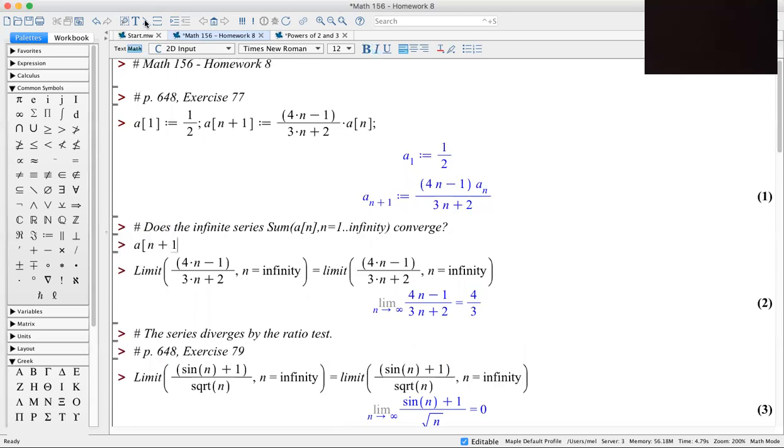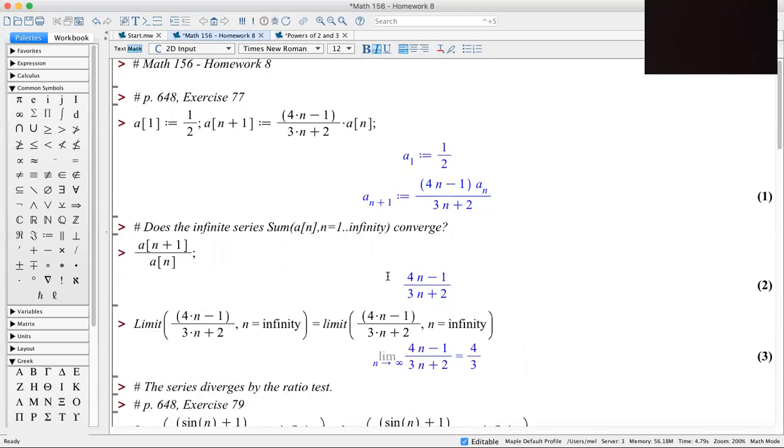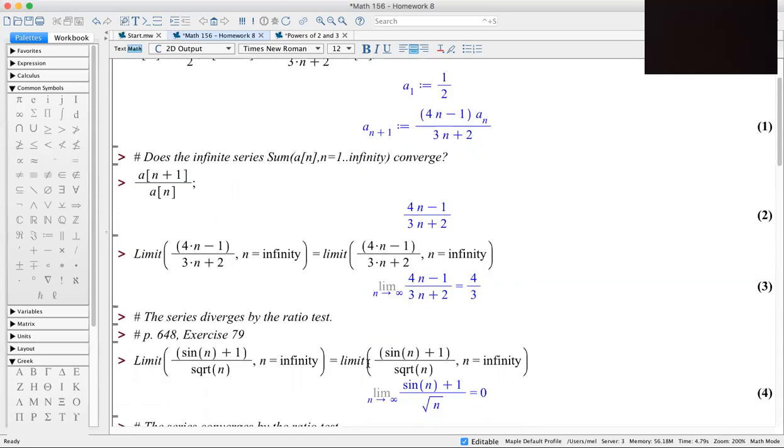a sub n plus 1 divided by a sub n, we know exactly what the ratio of successive terms is. And if we take the limit of the ratio of successive terms, we get 4/3. The theorem says that if this ratio converges to a number greater than 1, the series diverges. If it converges to something less than 1, it converges. We should be taking the absolute value, but this is positive, so there's no need to. So the series diverges by the ratio test.